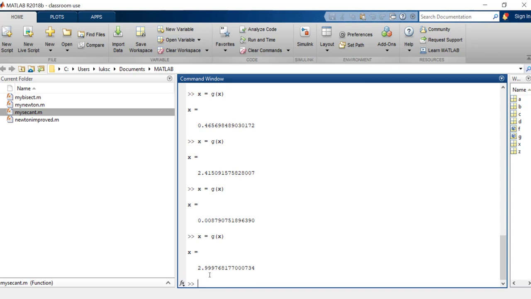So sometimes successive substitution works magnificently, and when it does, it's useful, but it also can fail magnificently, as in this second example. So that was just a quick little look at how we could do successive substitution using MATLAB.